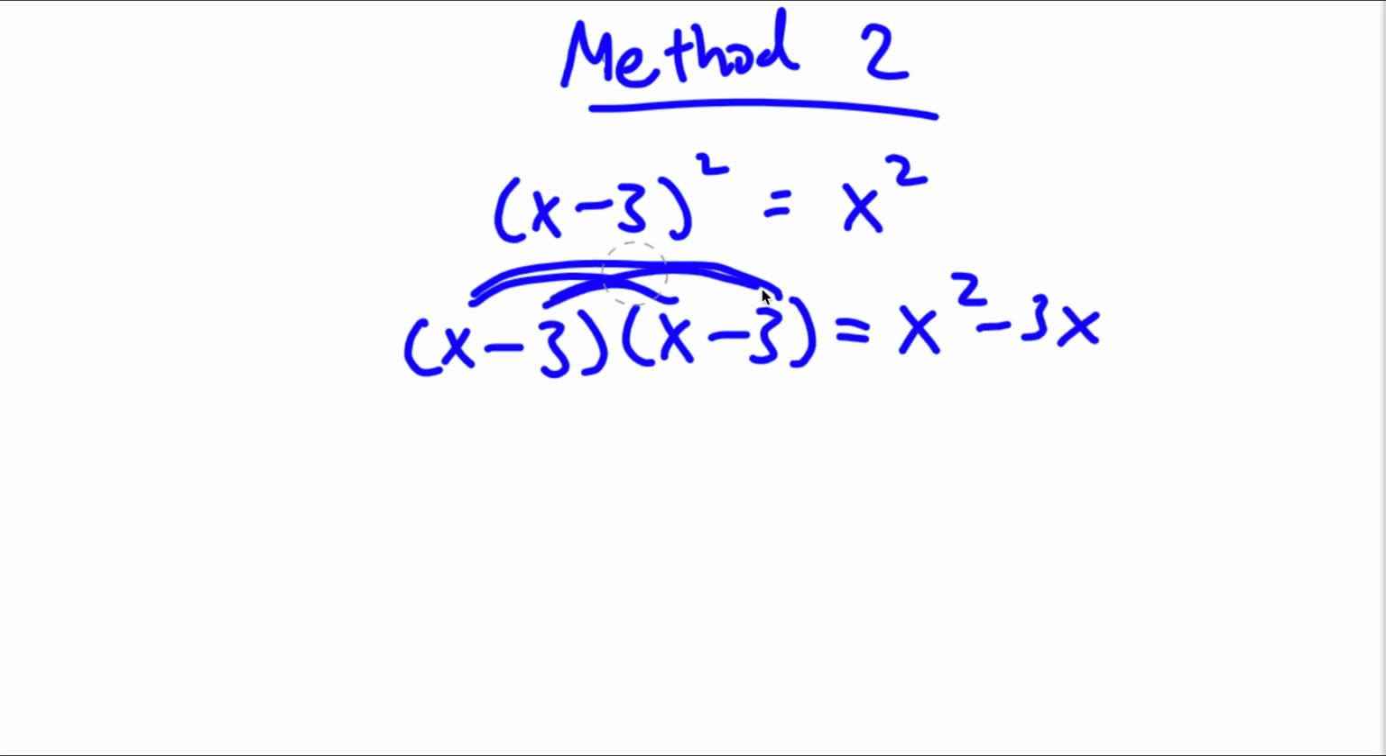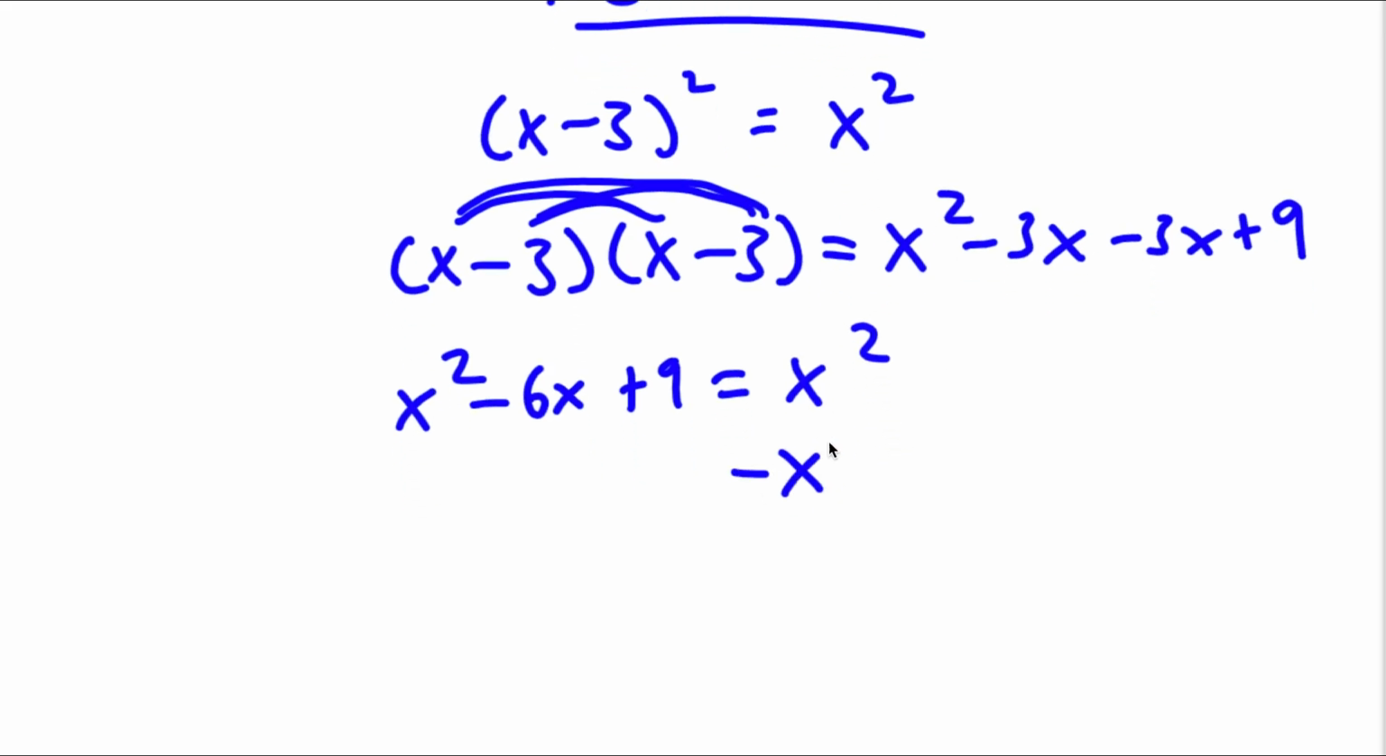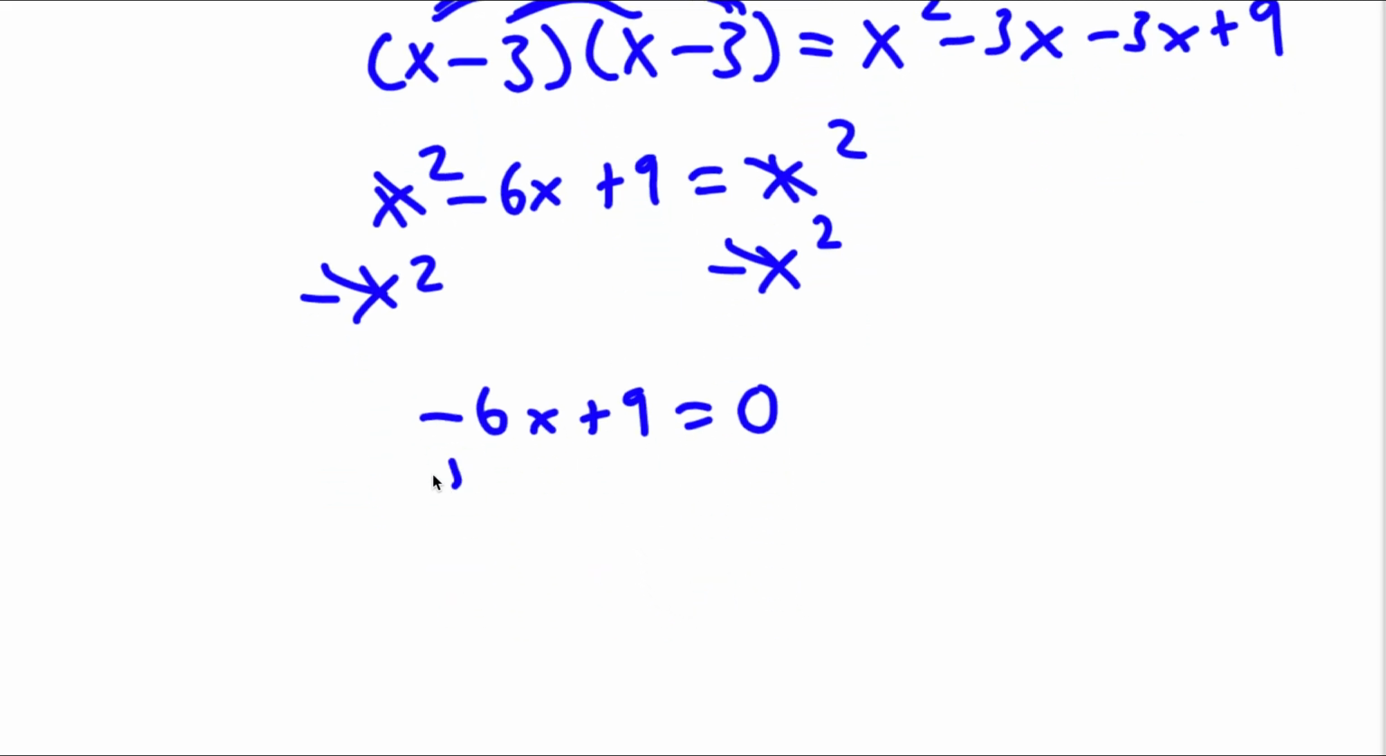Now I'll distribute the negative 3. Negative 3 times x is negative 3x. Negative 3 times negative 3 is positive 9. Now negative 3x minus 3x is equal to negative 6x, so I have x squared minus 6x plus 9 is equal to x squared. Now, if I subtract x squared on both sides, I'm left with negative 6x plus 9 is equal to 0. Now, if I add 6x on both sides, I get 9 is equal to 6x.